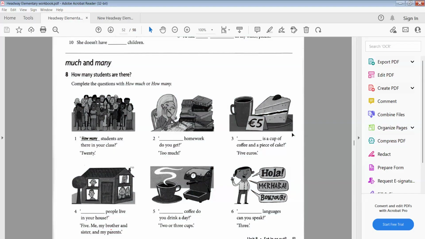So I think I understand what you're talking about. You're talking about number 2. Kind of, yeah. Because for us, you think I can count my homework. I have 1 homework, 2 homework, 3 homework, 4 homework. Yes, exactly. This is what you think. But actually homework is uncountable in English.